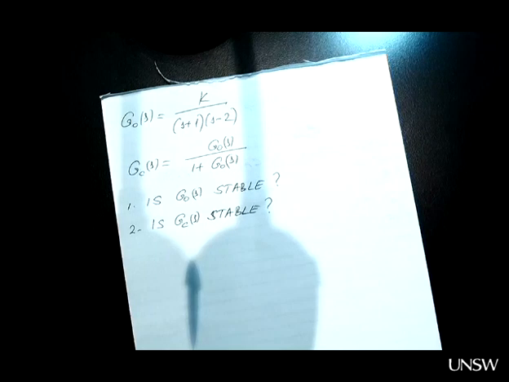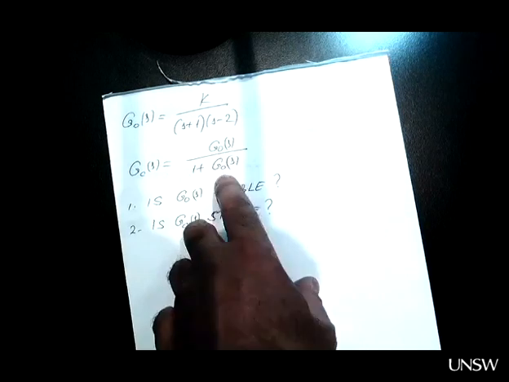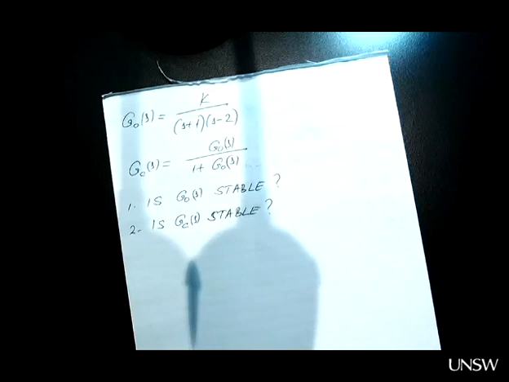So you have an open loop system, K over (S+1)(S-2). And then you have a closed loop system, assuming that H in the feedback branch is equal to 1. So closed loop equals open loop over 1 plus open loop transfer function. So first question is: is the open loop system stable or not? No. Okay.